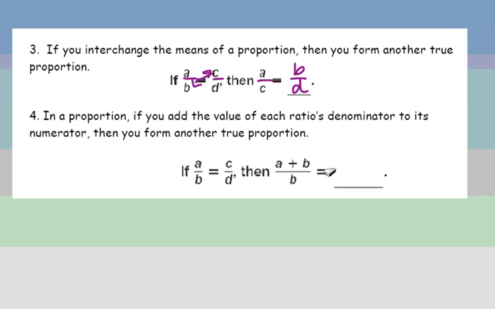And then finally, in a proportion, if I add the value of each ratio's denominator to its numerator, then I form another true proportion. So if I have A over B equals C over D, and I add B to A, and I add D to C, and put it over D, then that is also a true proportion.